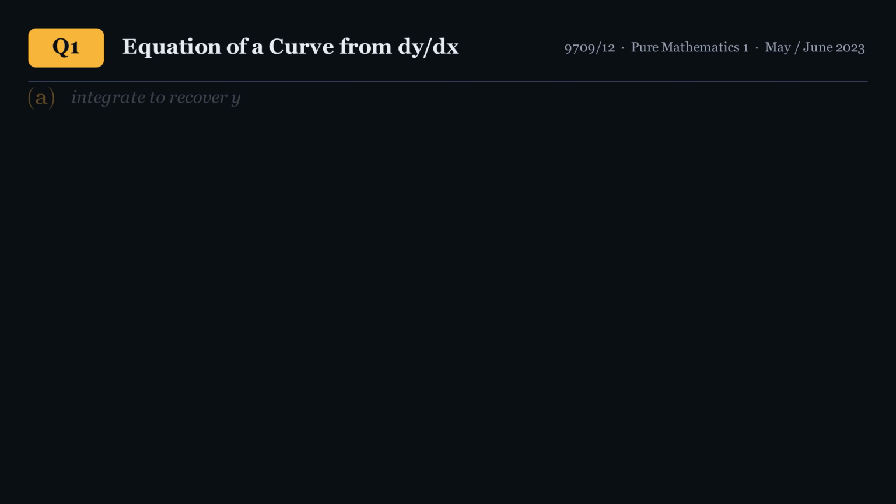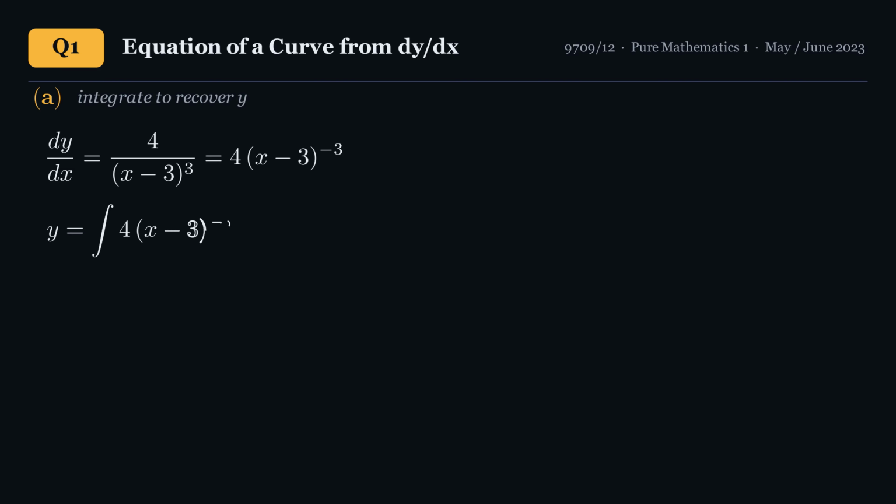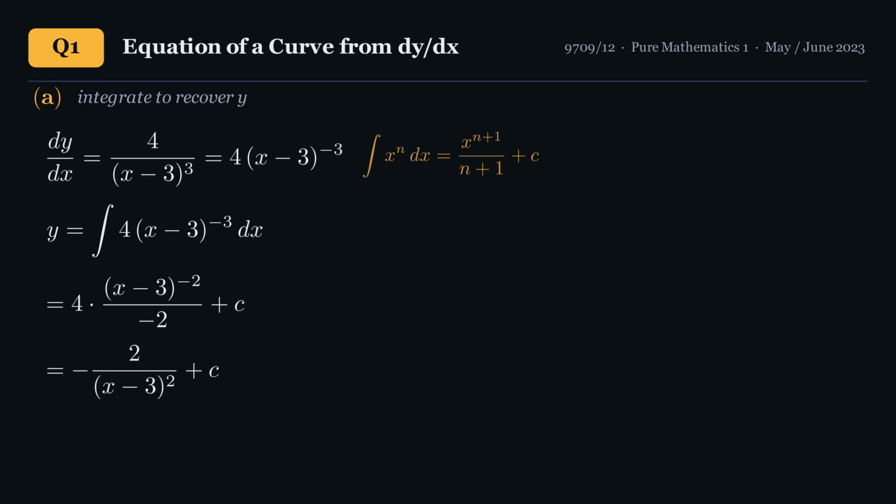Part A. Integrate to recover y. Rewrite the gradient in power form. Integrate both sides with respect to x. Apply the power rule, add 1 to the power, then divide. Simplify and add the constant of integration. Raise the power from -3 to -2, then divide by -2. That's the power rule. Now substitute the given point to find c.